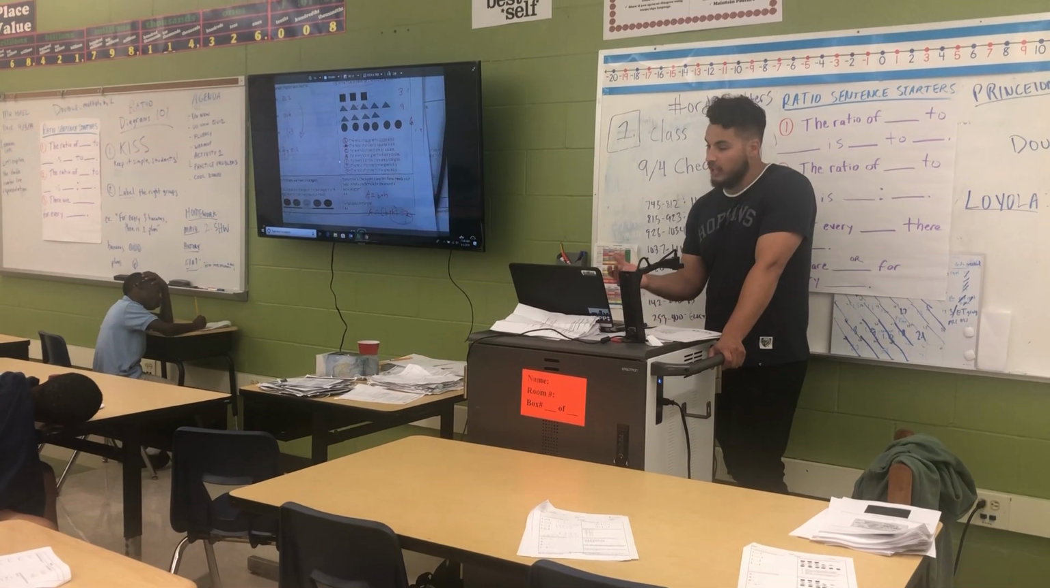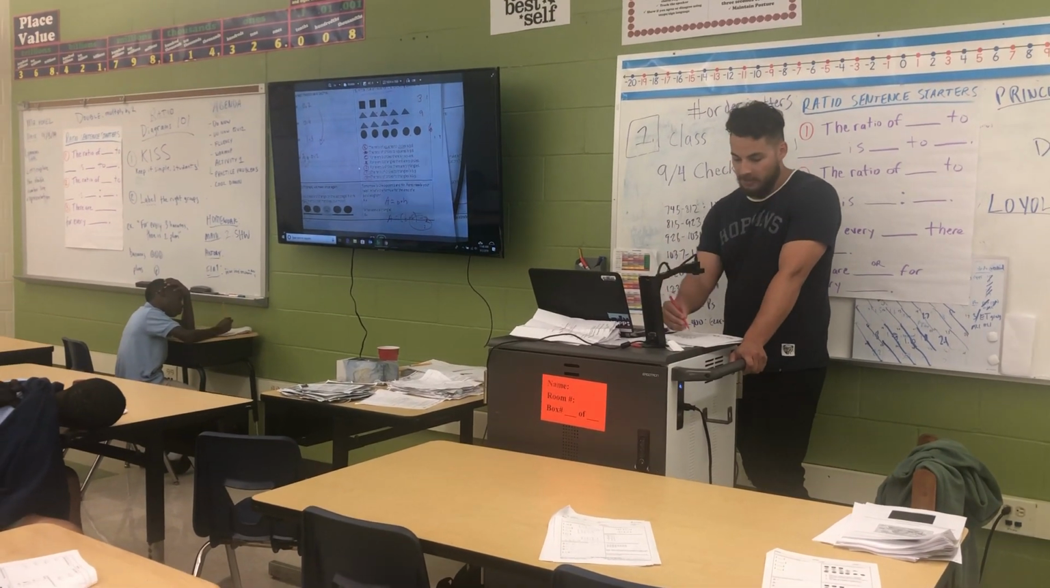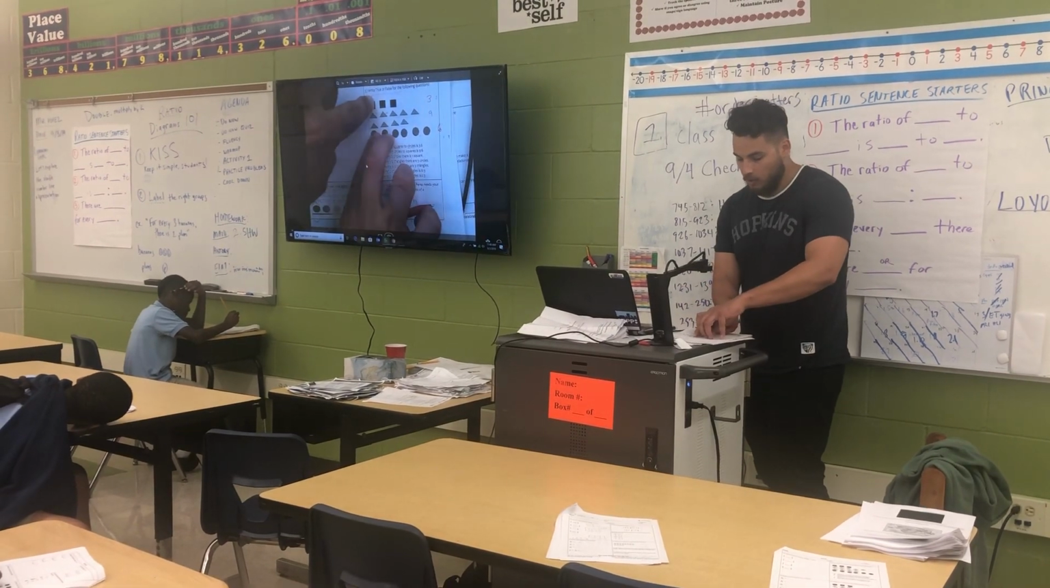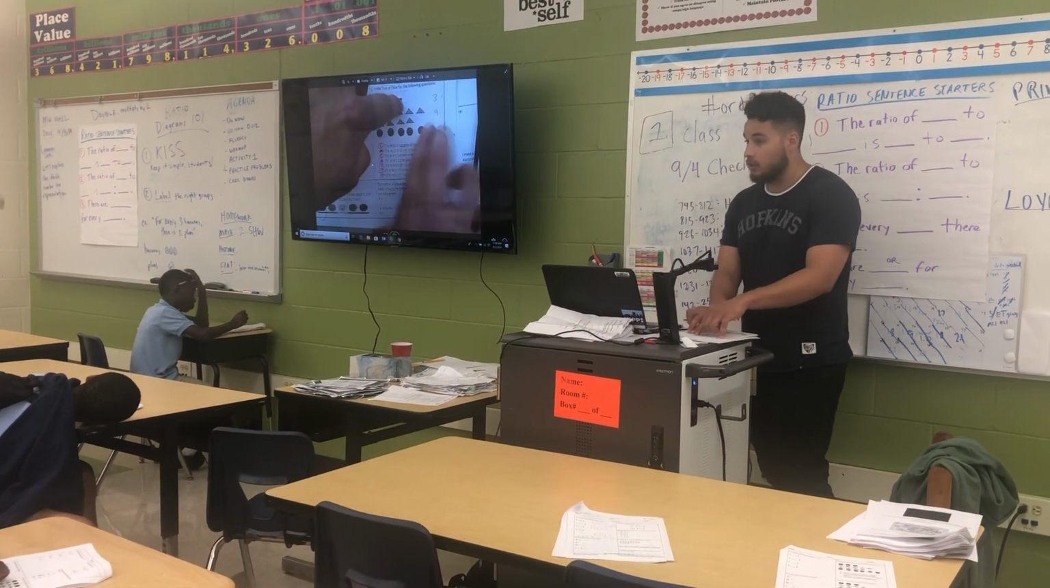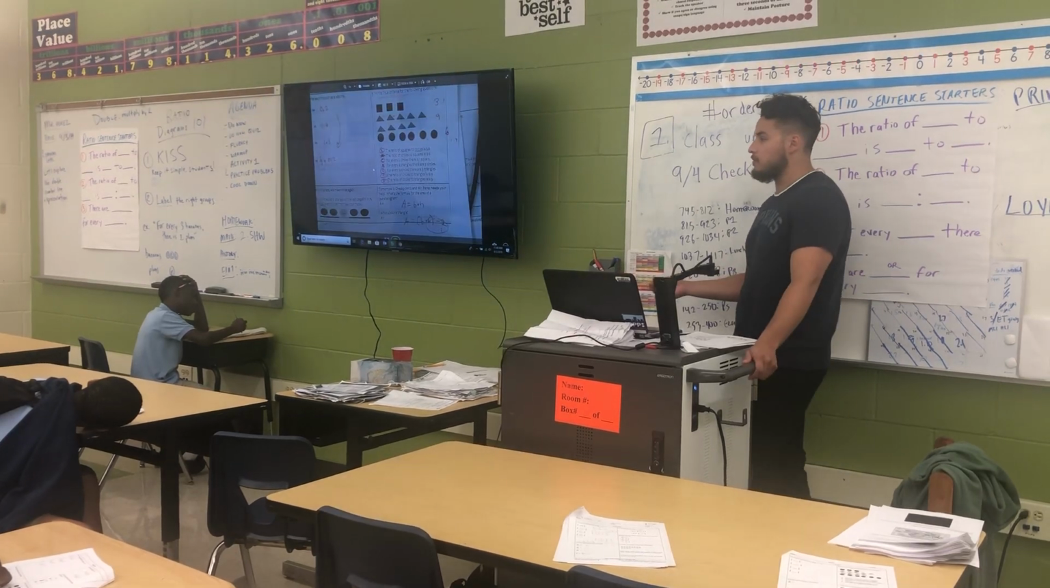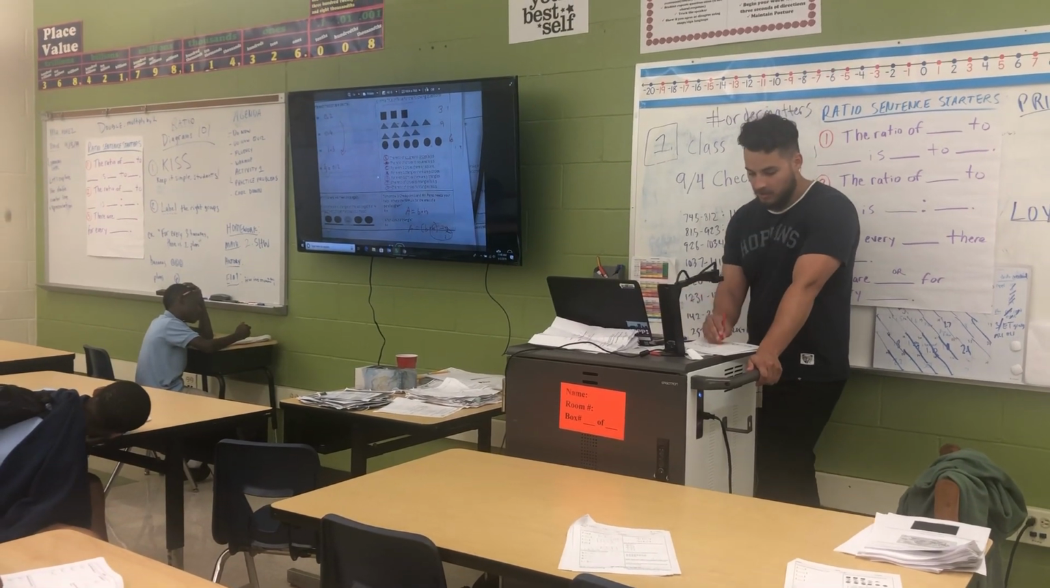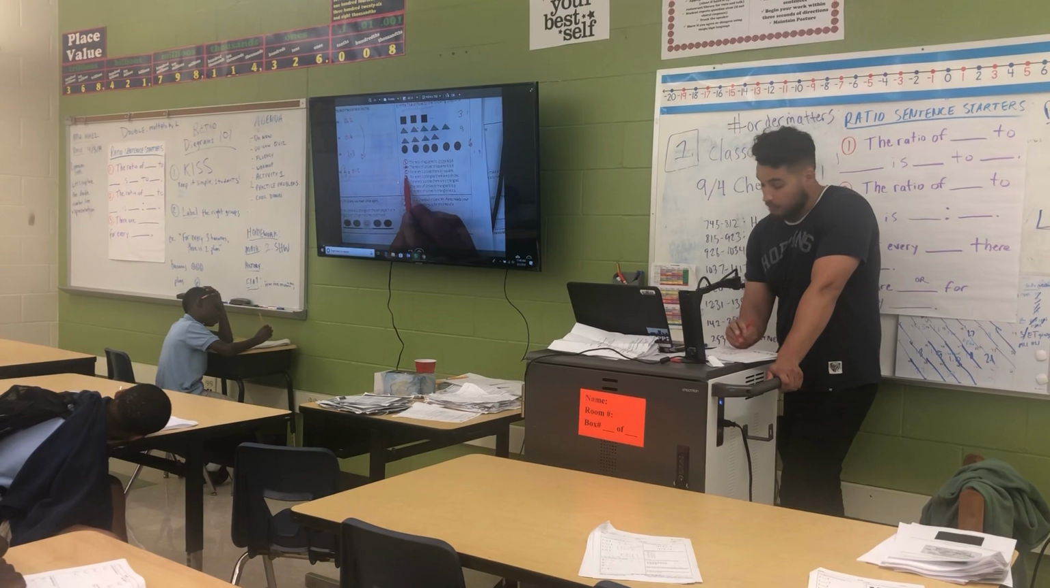C, for every 2 circles, there is 1 square. It's true. It doesn't look like it at first, but if you really look at the diagram, when I have 1 square, there's 2 circles. 1 square, 2 circles. That's equivalent. 1 to 2 is the same as 3 to 6. So C is true.